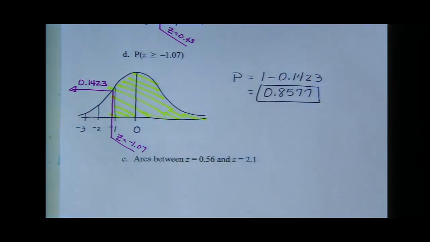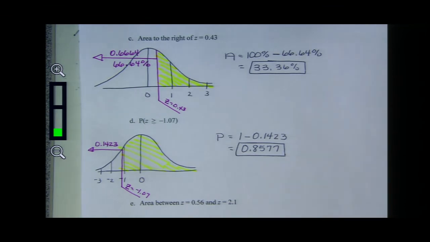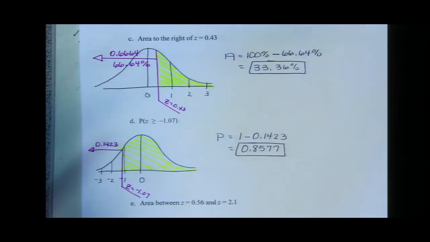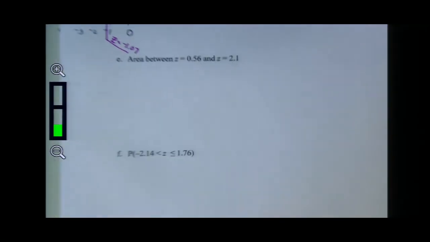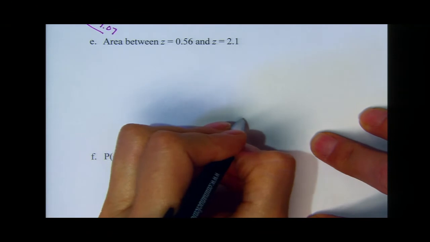So now what you have to remember is anytime the shading is to the right, you always do either 100% or 1 minus the number from the table. All right, there's one more scenario that can occur. Whoops, going the wrong way. And this is when you're shading between two values.